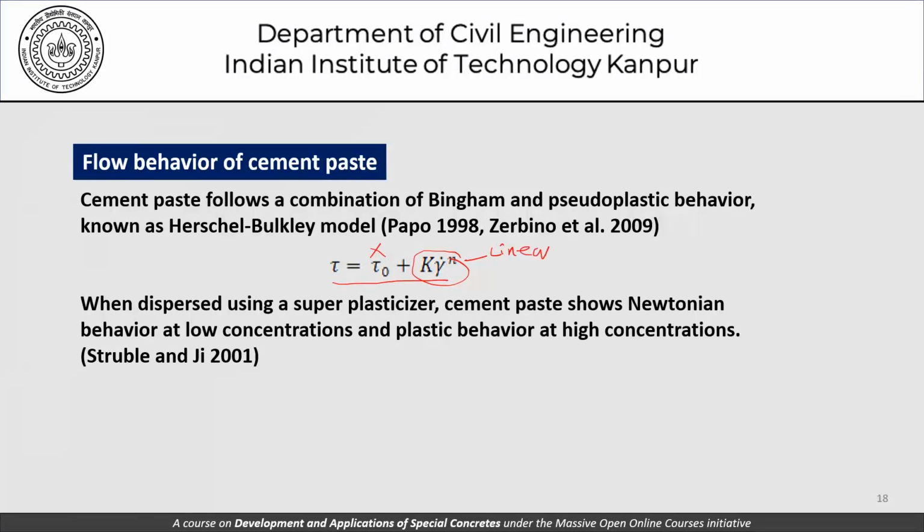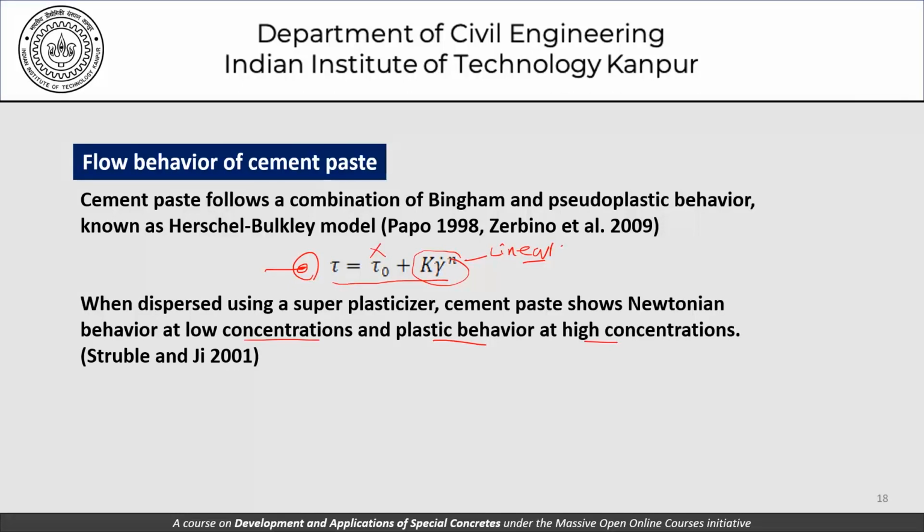So it's more a combination of the linear and the non-linear models with the tau naught here. This is what possibly represents the behavior of cement pastes. When dispersed using a superplasticizer, cement paste shows Newtonian behavior at low concentrations and plastic behavior at high concentrations. Part of it is something which we have discussed earlier.